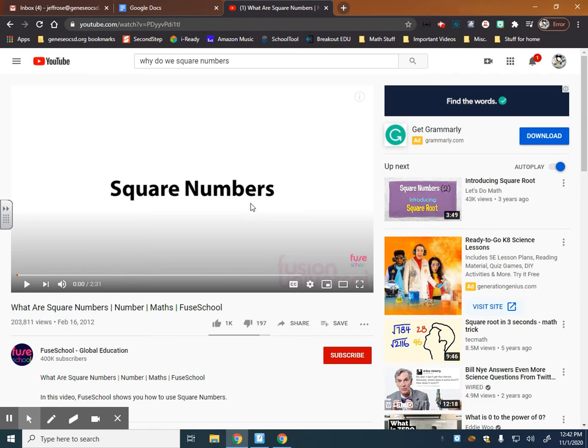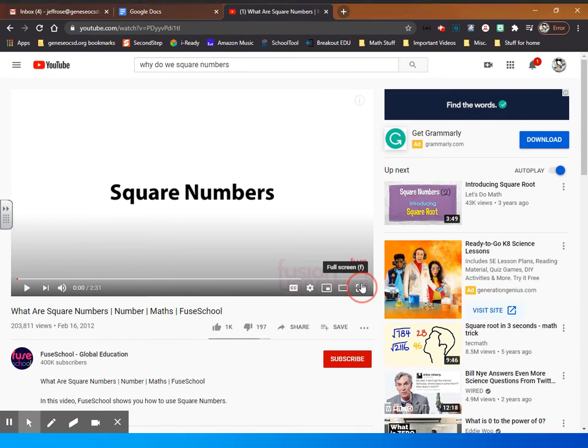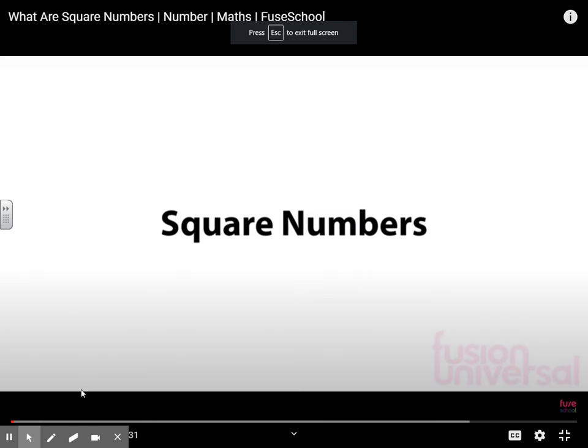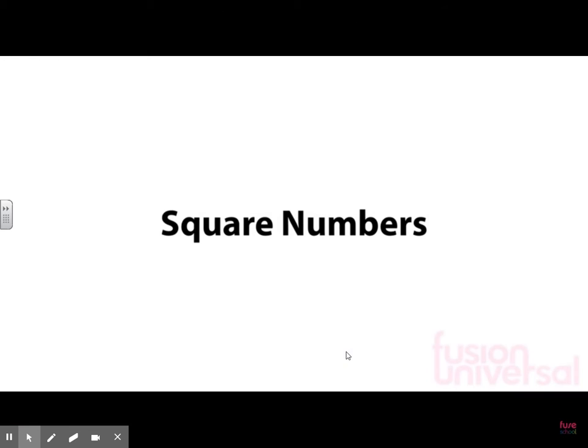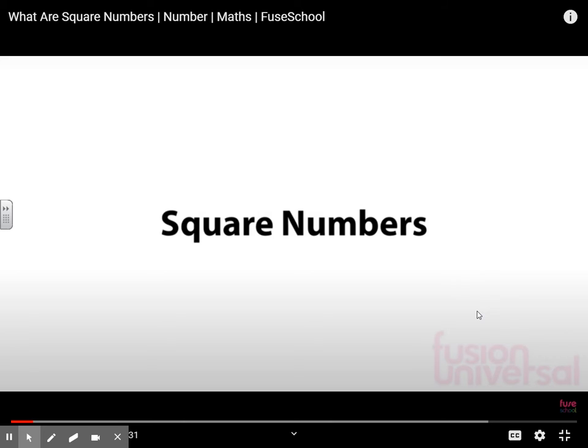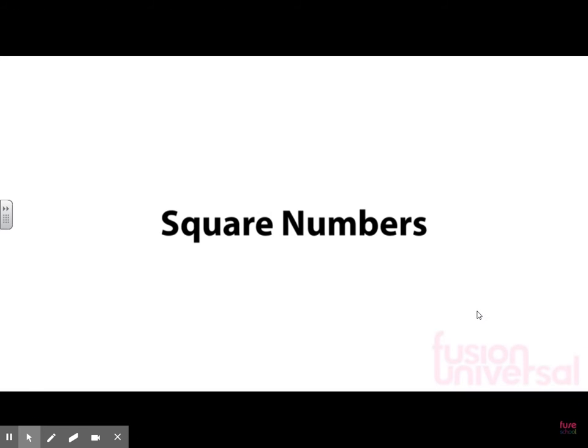And again, maybe you've heard that before. I've said it a few times maybe, but we're going to watch this and learn more about these things called square numbers. We're going to look at some special numbers that have particular names. These are called square numbers and cube numbers. Let's start with looking at square numbers.